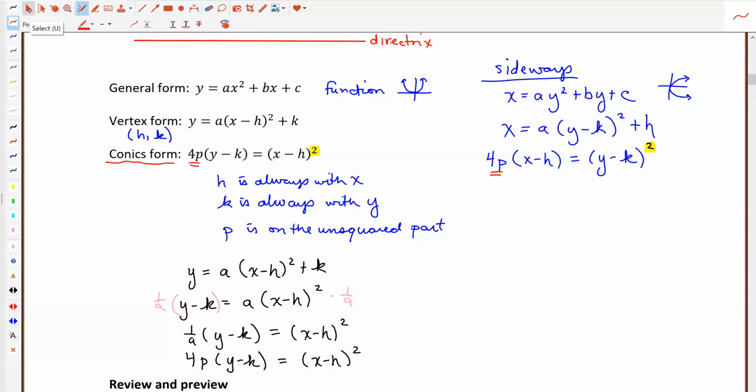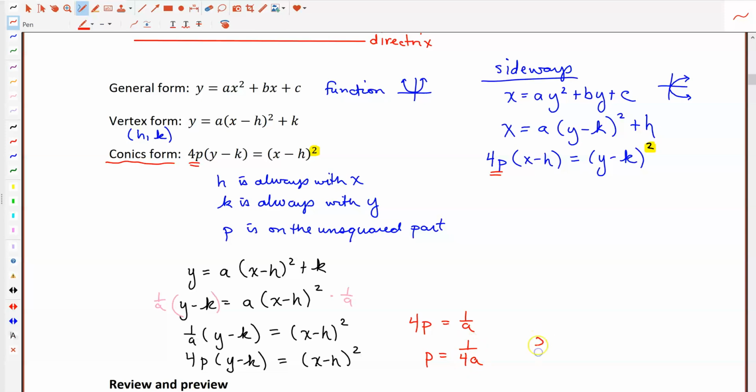All right, so what's going on here is 4p, this expression that's going to come out in this conics form, is going to be equal to 1 over a. We're just going to say that these two things are equal to each other. Which means if I solve this for p and I multiply both sides by 1/4, p is equal to 1 over 4a. Now, why do I care so much about this new variable?